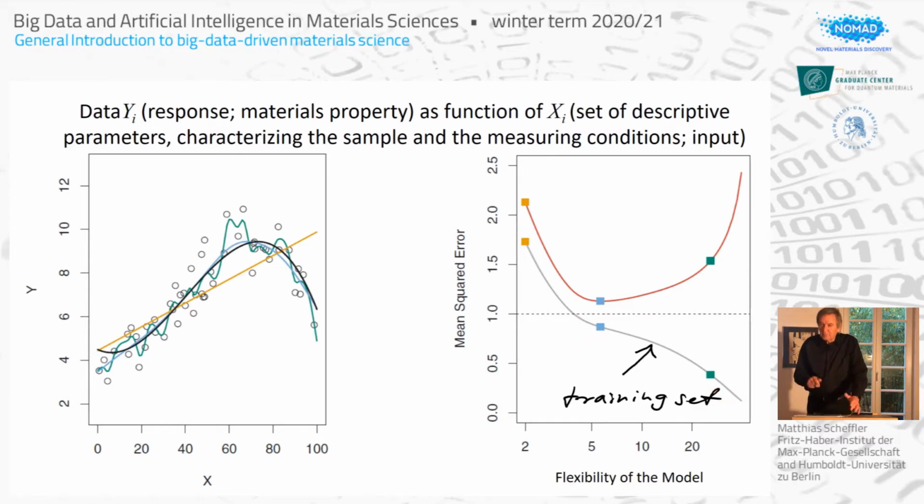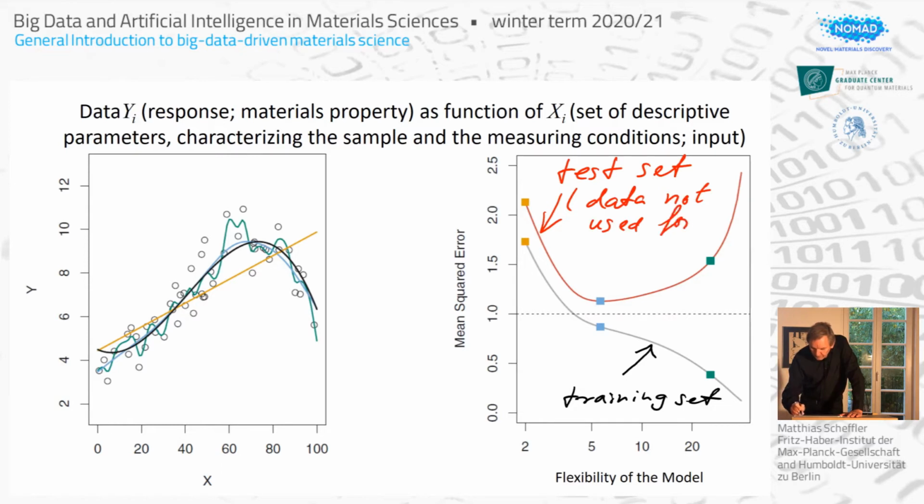So increasing the flexibility, the error clearly goes down. This is different for the other curve, which I haven't really said what the other curve is. The other curve is what you get when you look at the test set. And the test set means the data which were not used for training.